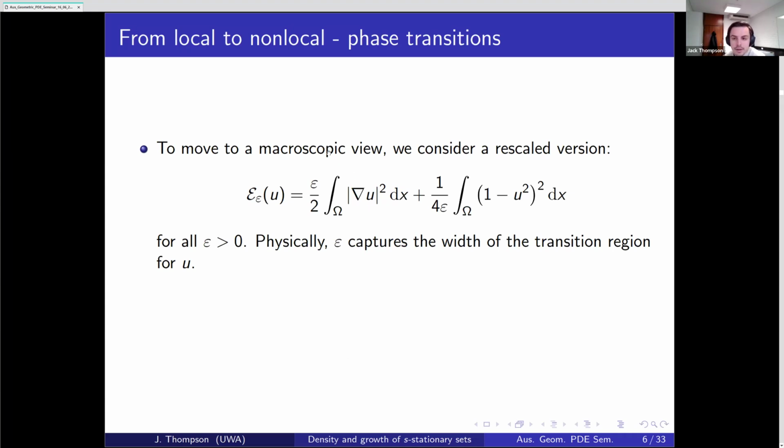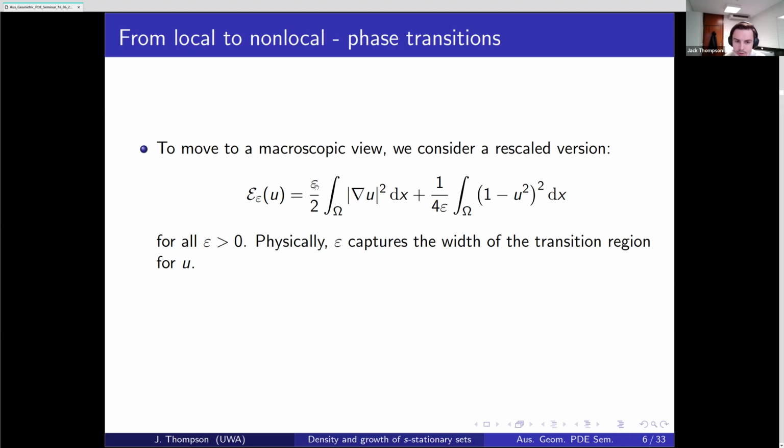And how we can go from this model to a macroscopic view is to essentially rescale the energy in a certain way. So here, this is the rescaled energy. And this epsilon that has been introduced captures, in a way, the width of the transition region. So you see, when epsilon is small, this number is big. So to minimize the energy, I want this to be small. So I want my u to congregate around 1 and -1.